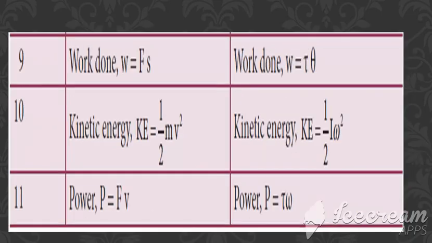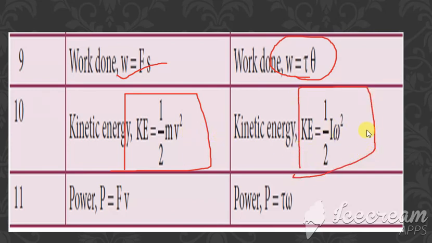Work done is given by W is equal to F into s, here work done is equal to tau into theta. The linear kinetic energy is half m v square, here it is half I omega square. So in the expressions, we have just seen work done, kinetic energy, power, all this. Power P is equal to F into v, here power P is equal to tau into omega. Clear?